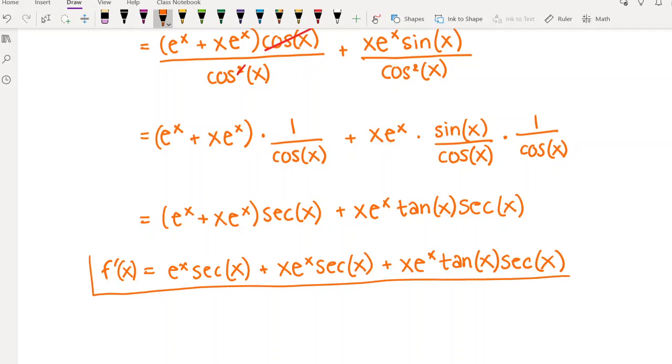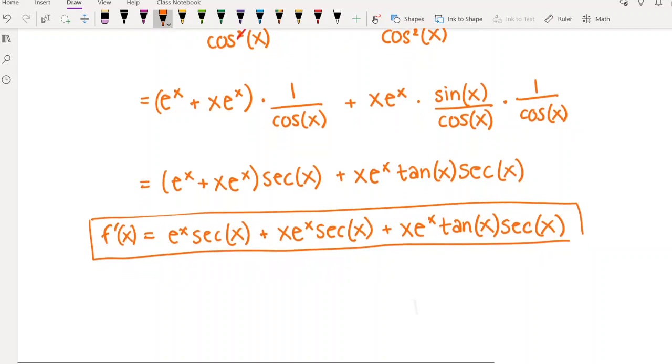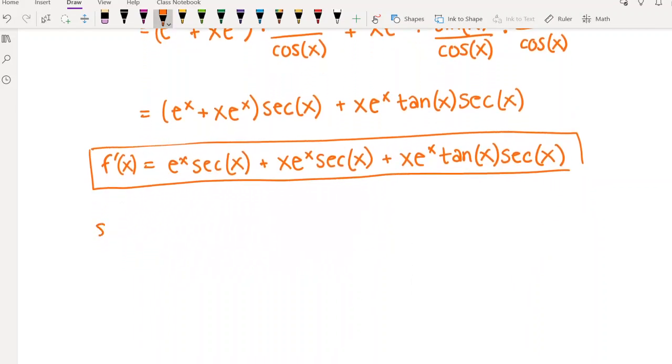Okay, so here's our derivative, but this isn't really our end goal. Our end goal is to find the equation of a tangent line. So the next thing we want to do is find the slope at x is equal to 0, because we're looking for the equation of the tangent line at x is equal to 0. So luckily, 0 is a pretty nice number to plug into this function. So e to the 0 is going to be 1. Secant of 0 is 1 over cosine of 0. Cosine of 0 is 1, so we get 1 over 1, which is 1.